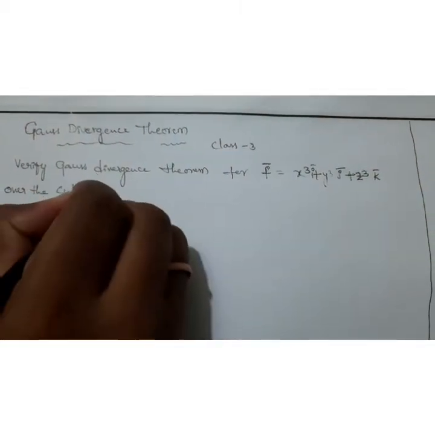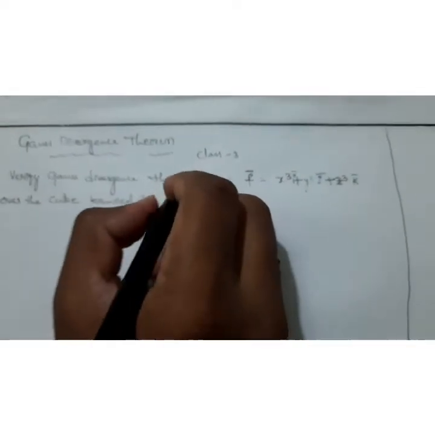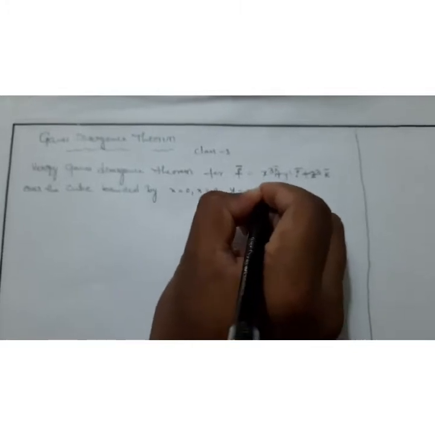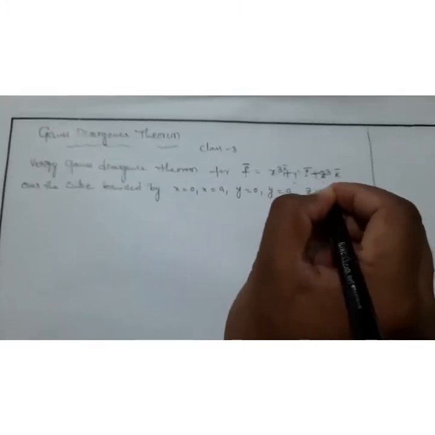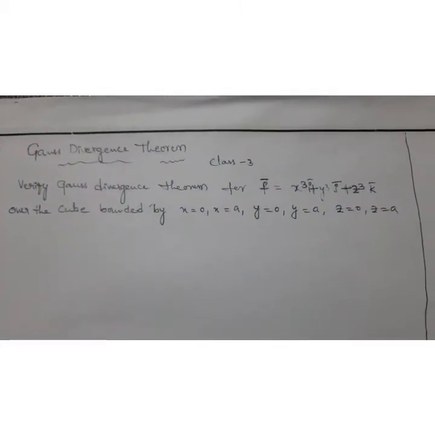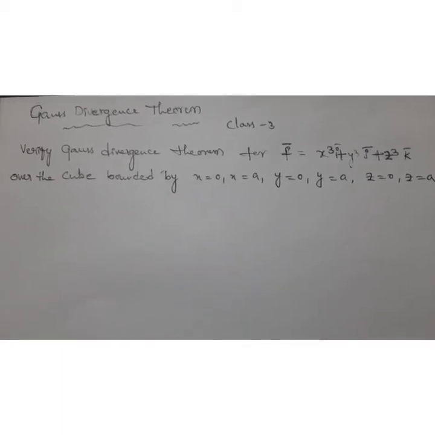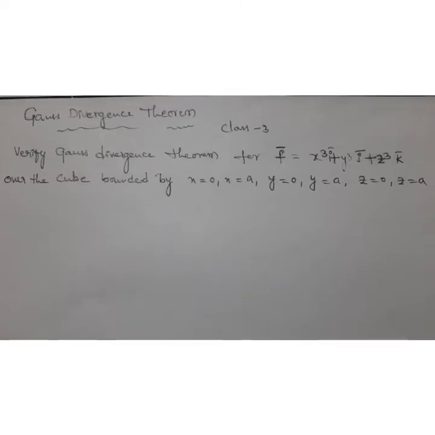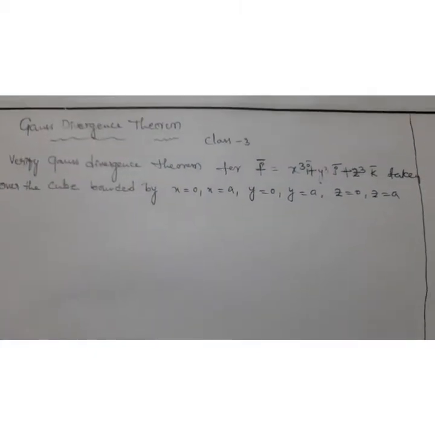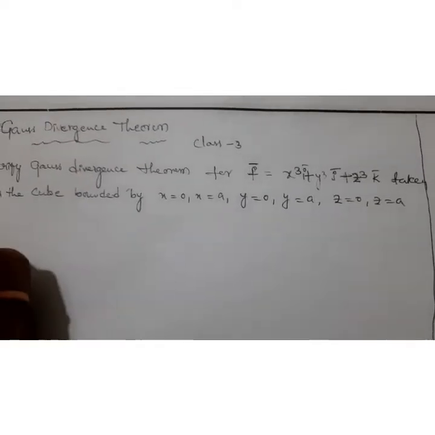bounded by x is equal to 0, x is equal to a, y is equal to 0, y is equal to a, z is equal to 0, z is equal to a.